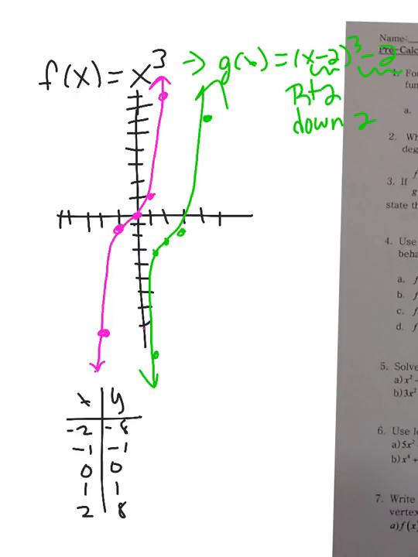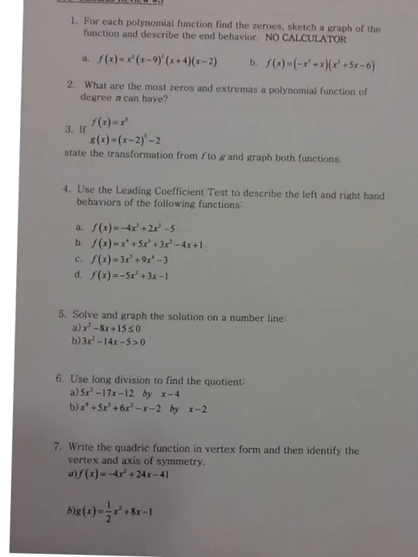Okay, so let's take a look at number 4. Number 4 is to use the leading coefficient test and describe the end behavior. Let's take a look at part a. I have a degree of 3, and the leading coefficient is negative 4, sorry, not positive 4. So it'll look like this. Now I want my end behavior.